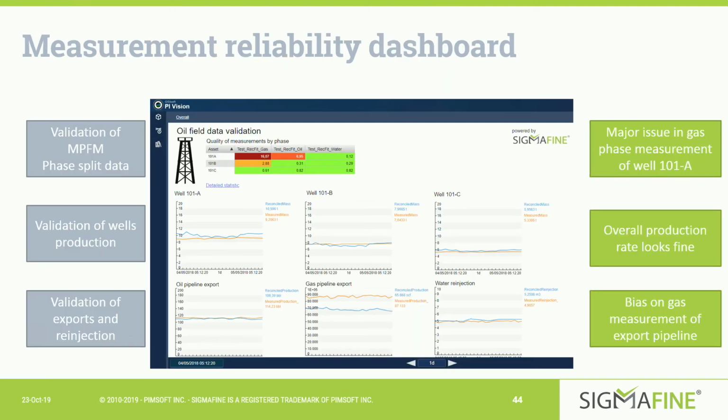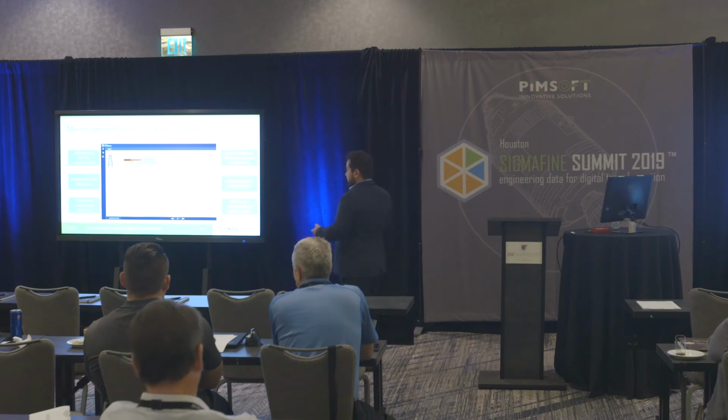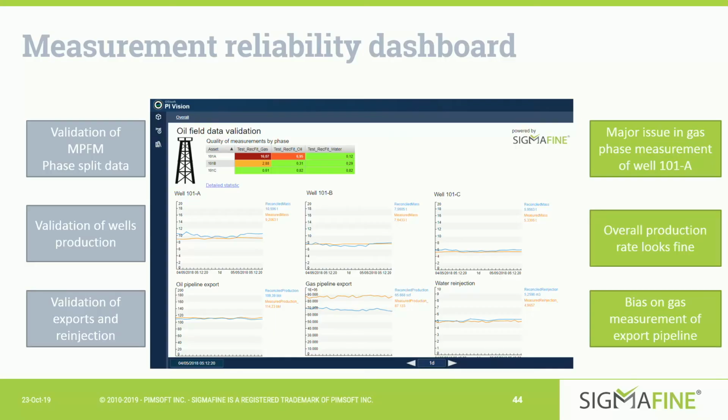So here we have an example of basically this dashboard was created using PyVision, and they're doing exactly that, validating the measured versus the reconciled values that are coming in. So we see here in the gas pipeline export, there's a pretty large discrepancy in the reconciled versus the measured amount. So this would lead us to investigate further.